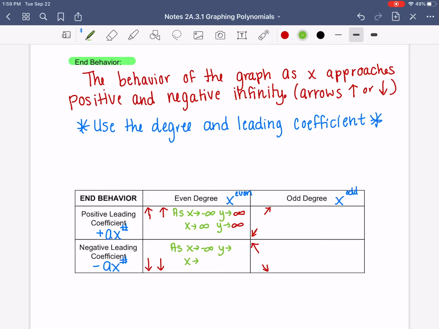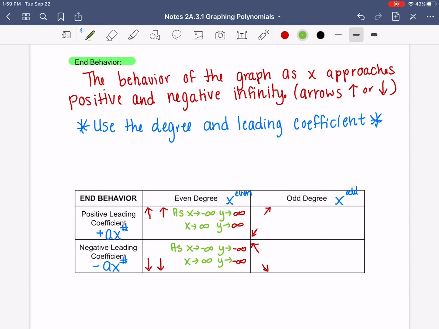This part always stays the same for all 4 of them. The only thing that changes is what y approaches. So if it's a negative leading coefficient but it's an even degree, then both of your arrows are pointing down. So for both of them, y is heading towards negative infinity because that's the direction the arrows are pointing.